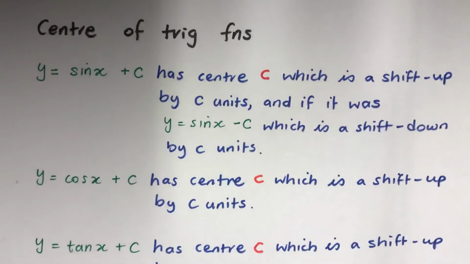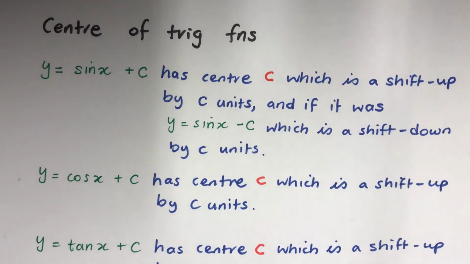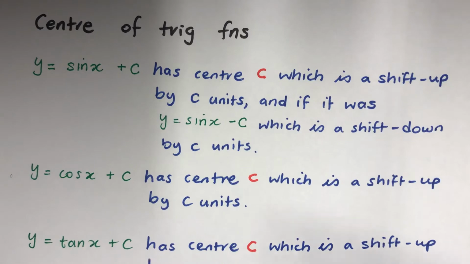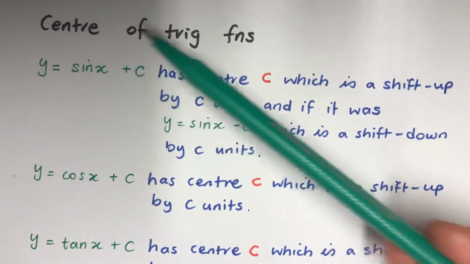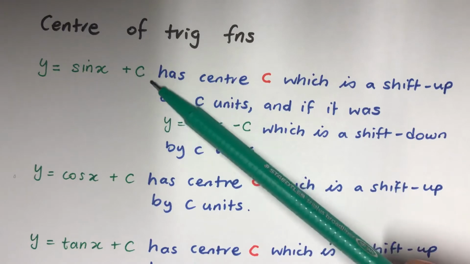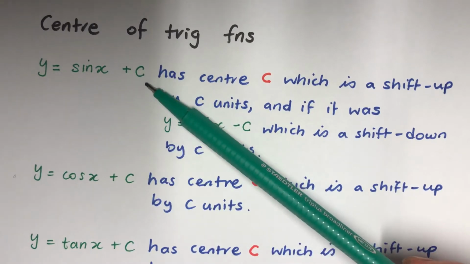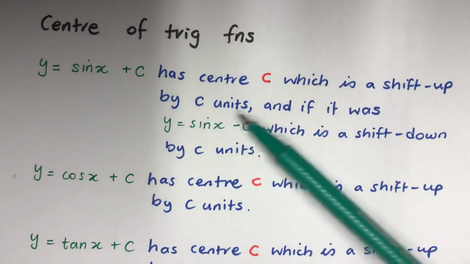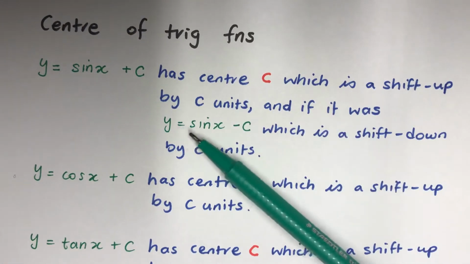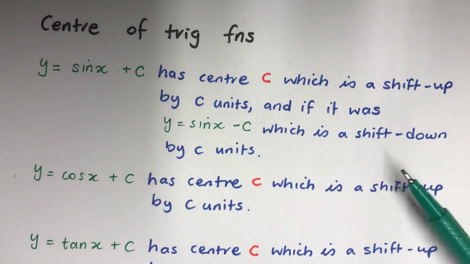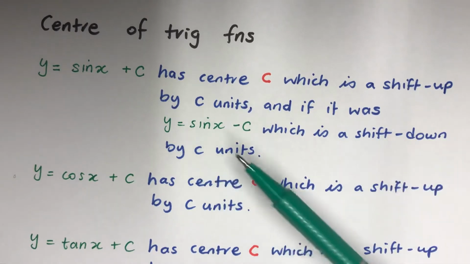Now, let's have a look at center. Okay, center is the middle of the whole period of the wave. So the center of the trig function will be plus c. Y equals c is your center. Y equals sine x plus c has a center c, which is a shift up by c units. And if it was y equals sine x minus c, which is a shift down by c units.